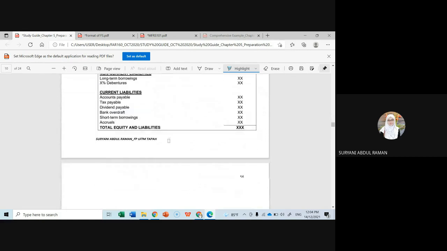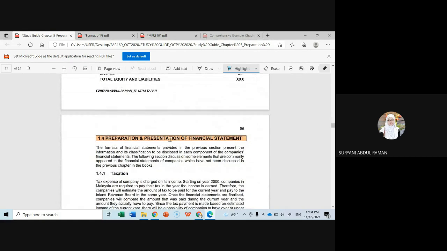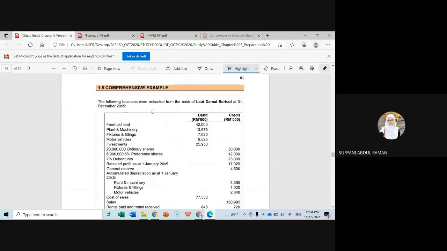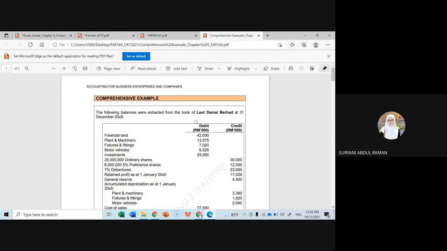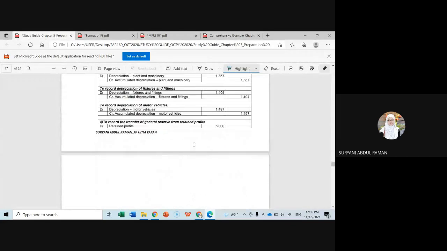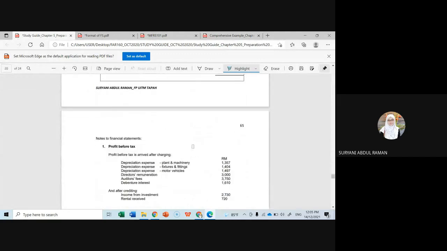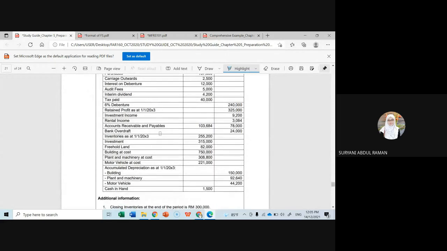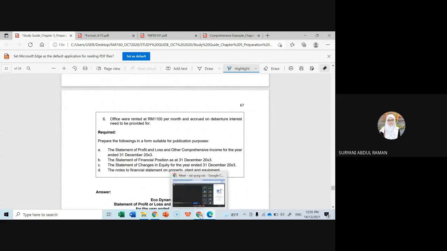classroom-based discussion. Okay, and then the next assignment is that I want you to read on the preparation and presentation of financial statement. And finally, you can look up the comprehensive example as given here. So this comprehensive example has also been attached in your Google Classroom for your reference. Then only we will start doing the exercises given at the end of the chapter and also in the practice kit later on. Okay, so that's all for today. Do you have any question, class, to ask?